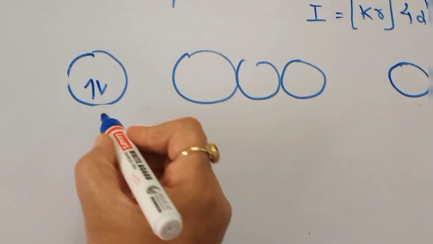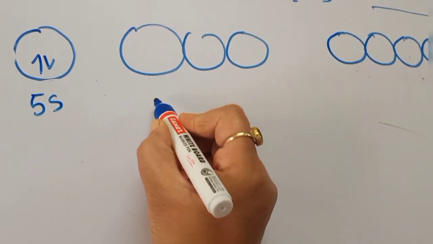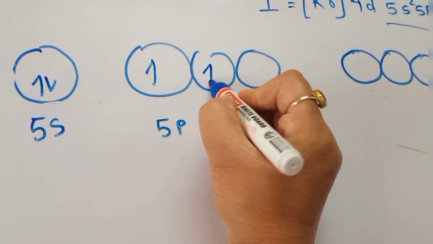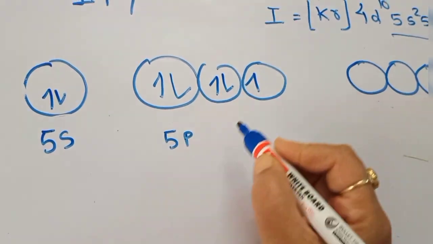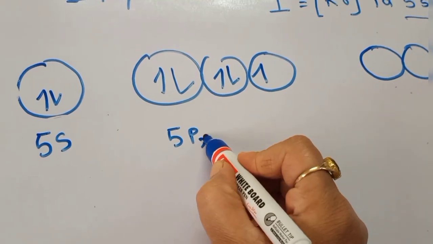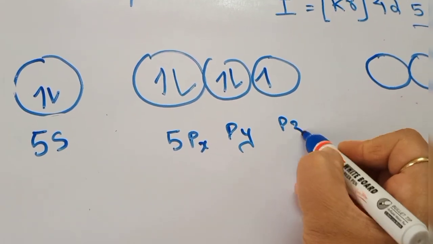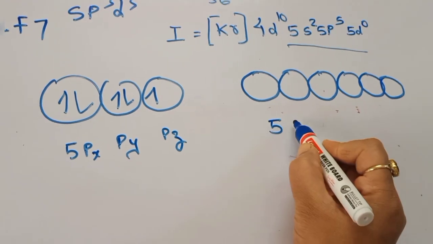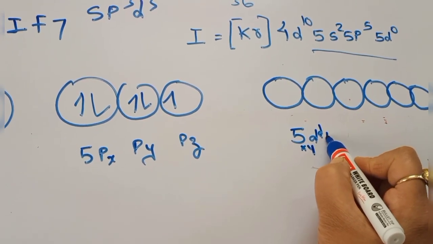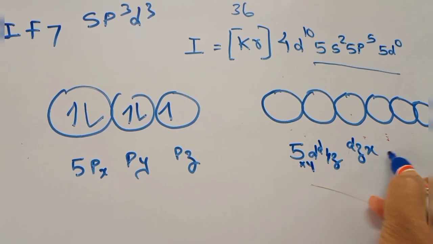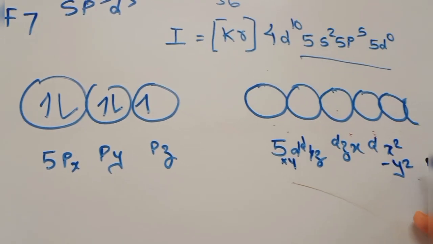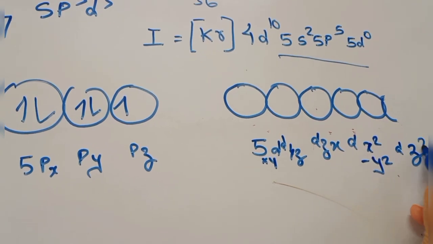So how will we fill? We can fill 5s2, 5p5. This is 1, 2, 3, 4 and 5. That's the way to fill the electrons according to Hund's rule. So it is 5px, 5py and 5pz, and these are the 5d orbitals. We also know what the d orbitals are: 5dxy, 5dyz, 5dzx, 5dx square minus y square and 5dz square. So these are our orbitals.